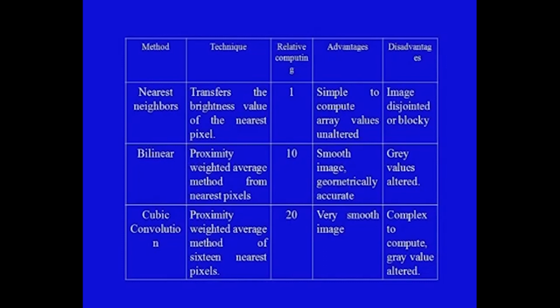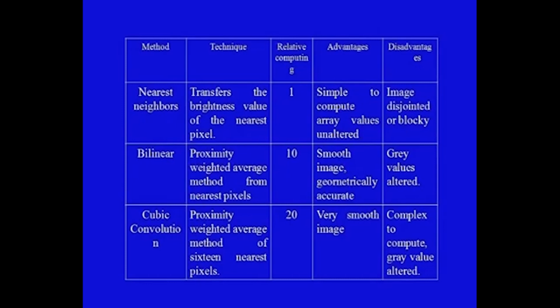This particular table provides the basis of the methods. In nearest neighborhood, the technique basis is that it transfers the brightness value of the nearest pixel. The relative complexity in computing can be set to 1 in this particular case. The advantage of using the nearest neighborhood resampling technique is that it is simple to compute and array values are unaltered. The disadvantage that this method has is that the image appears to be disjointed or blocky in nature.